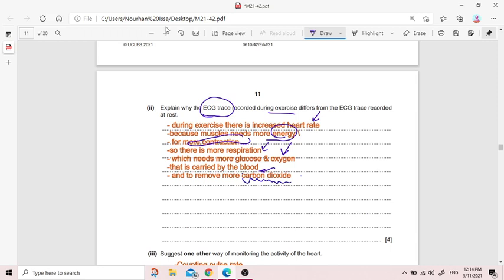So order your answer like this. During exercise we need more energy. Where does the energy come from? Respiration. What does the respiration need? It needs more oxygen, more glucose, which is carried by the blood. So we need more blood flow. At the end, you can also say that the heart rate increases so that we can remove the waste carbon dioxide that was produced from respiration.